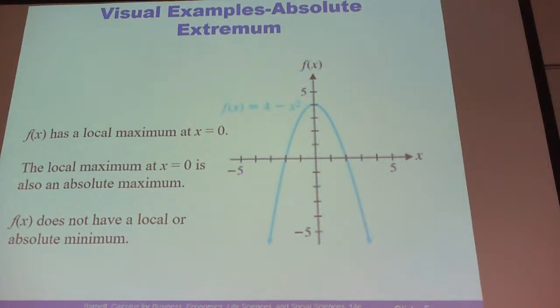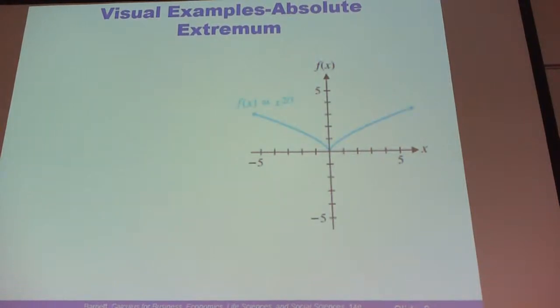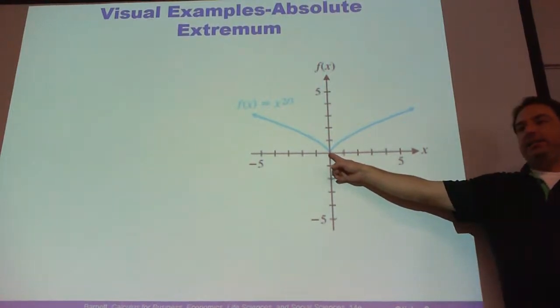Okay? It has an absolute max. We do not have an absolute or local min. Okay? Let's look at this graph. This is a graph of x to the 2/3. Just by looking at it, do we have a max or a min? We have a minimum at 0, 0.